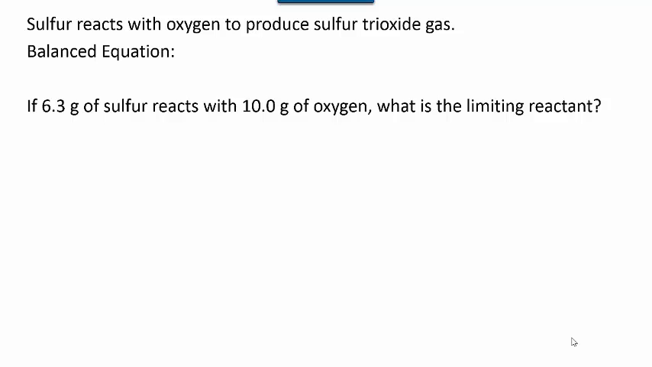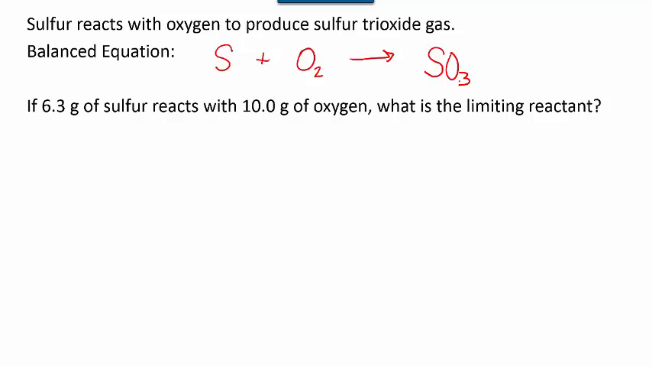It says that sulfur reacts with oxygen to produce sulfur trioxide gas. So we know sulfur is S, and we know oxygen is O. Oxygen is also diatomic, so it needs to be O2. And then we produce sulfur trioxide, so that is a molecular formula, sulfur trioxide, meaning SO3.